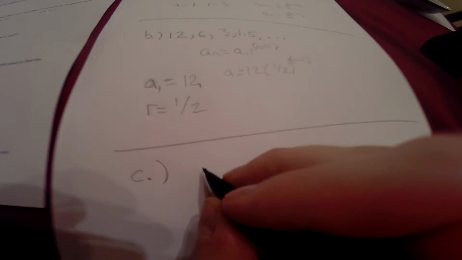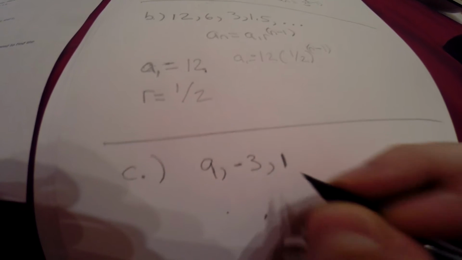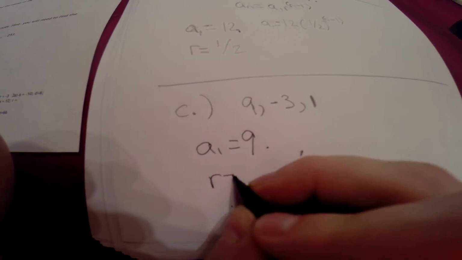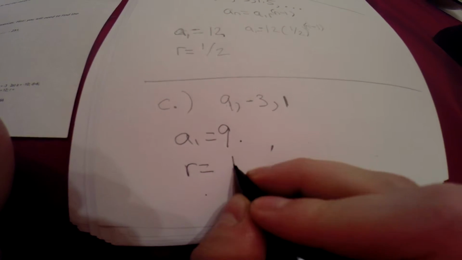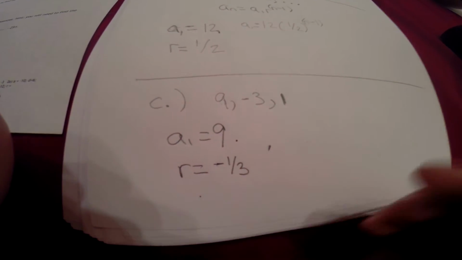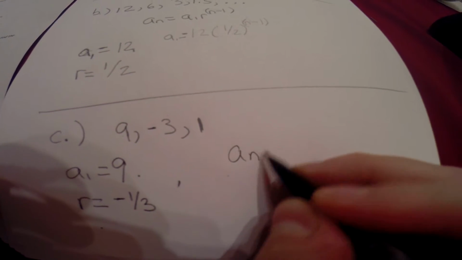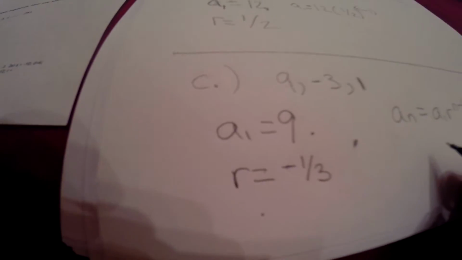In letter C we have 9, -3, and 1. They decided to give us a little bit more personality in this question by introducing negatives. Again, the first term is still 9. The growth rate is what? Well, I'm dividing by 3, so dividing by 3 means multiplying by 1/3, but now it's negative, and that's perfectly fine. Just put it as a negative. The formula is a_n equals a_1 times r to the n minus 1. Plug in what you know.